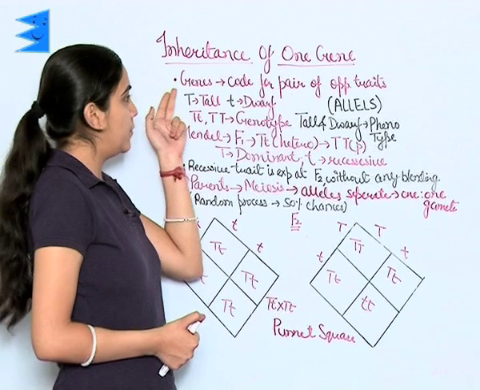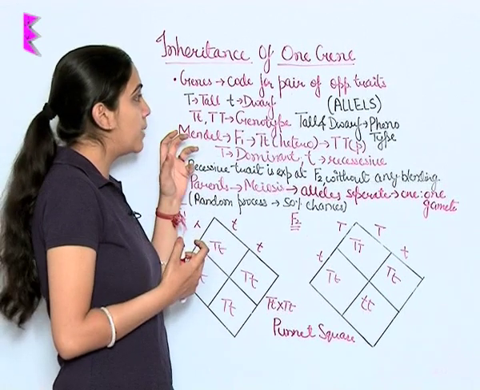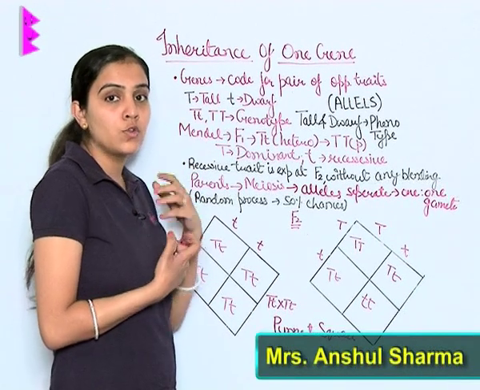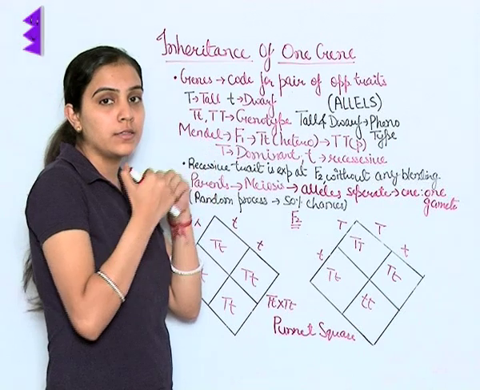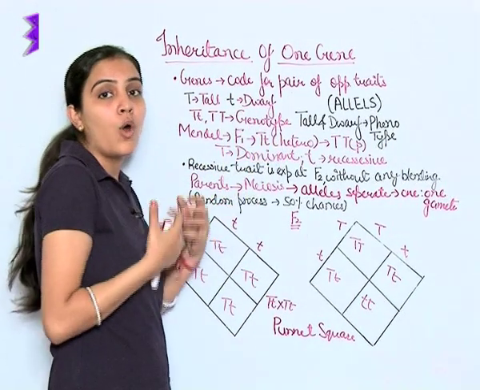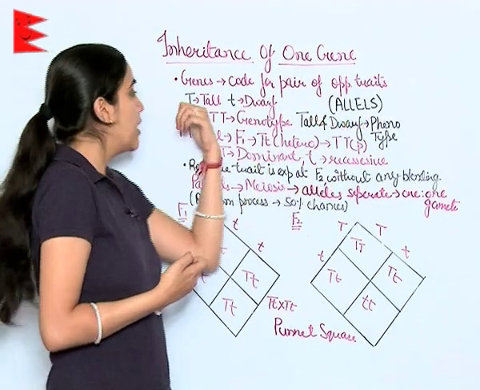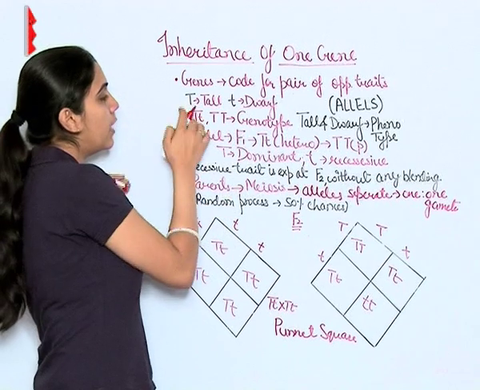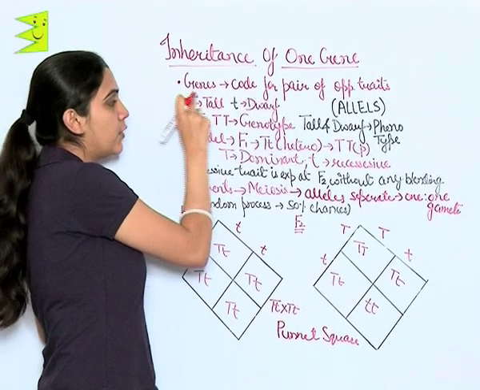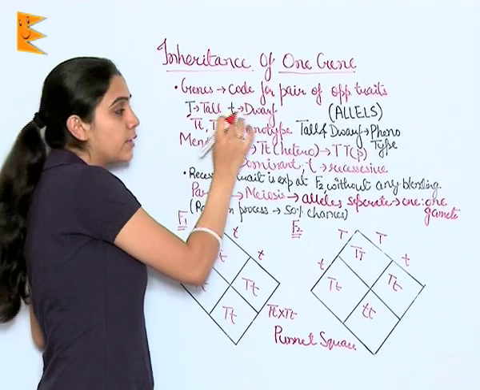Genes. As we have just studied, genes are the genetic material which codes for the characteristics or traits to be passed on from parents to the offspring. Now, genes which code for a pair of opposite traits or characters are known as alleles. To represent this, we will use the uppercase letter T for tall and the lowercase letter t for dwarf.